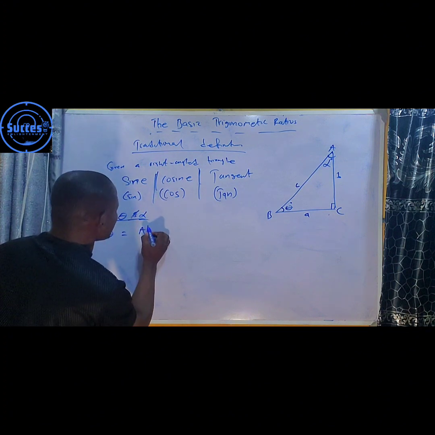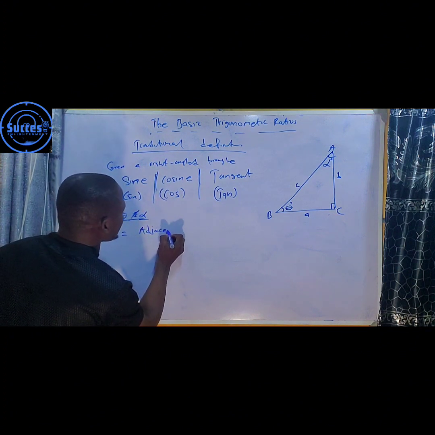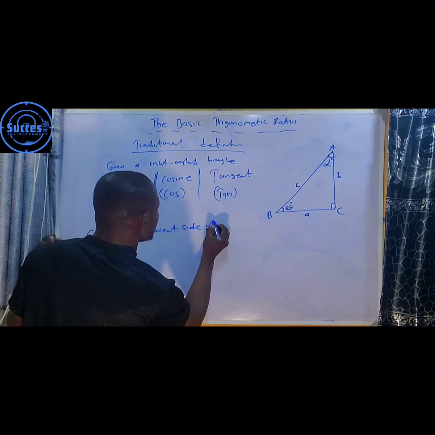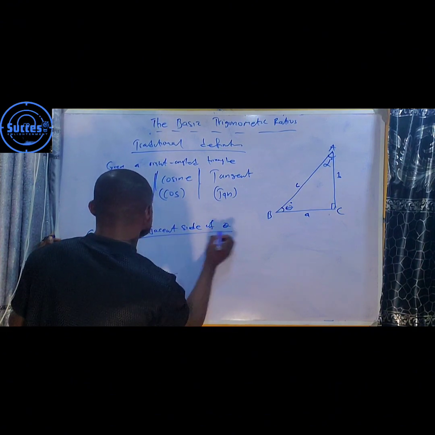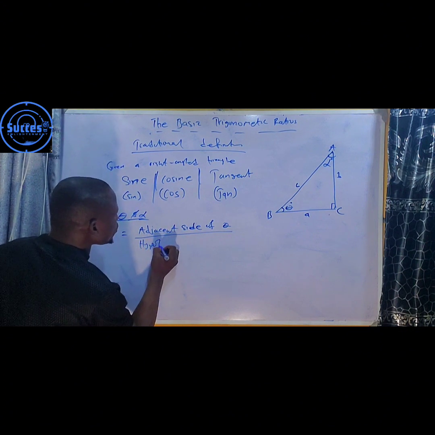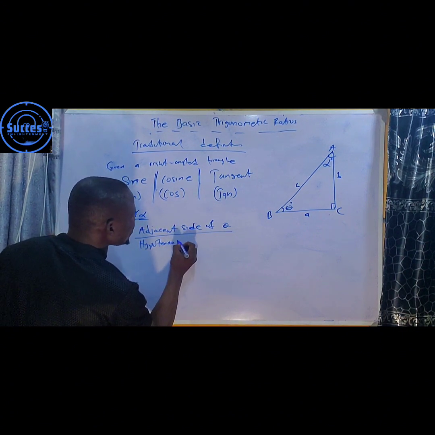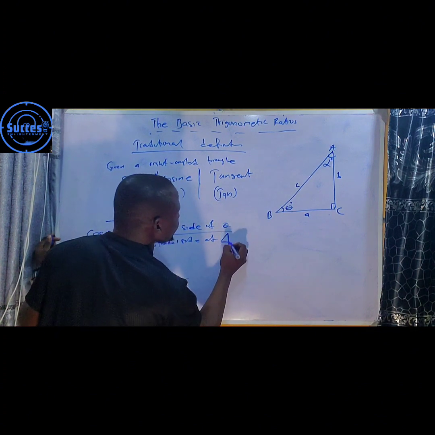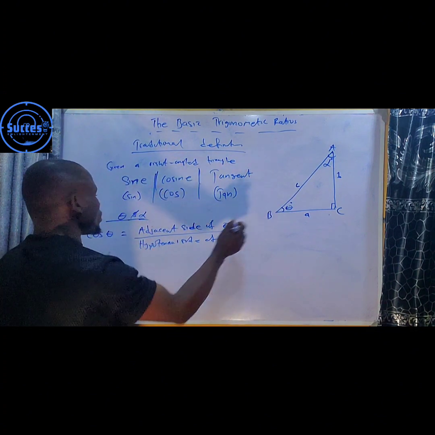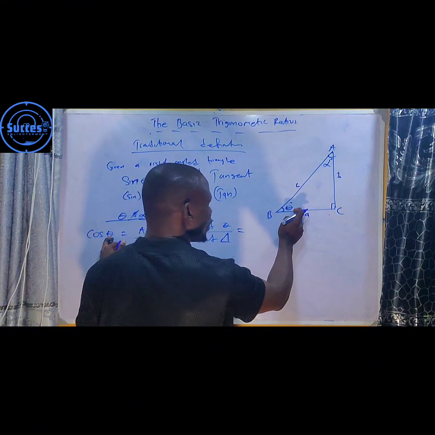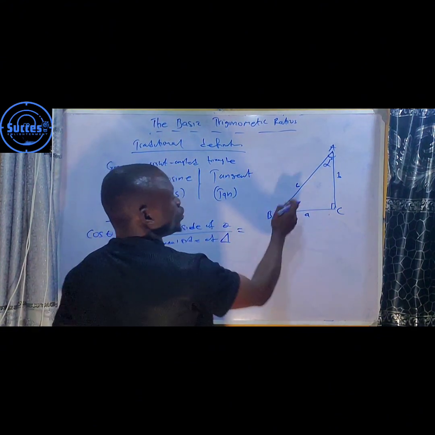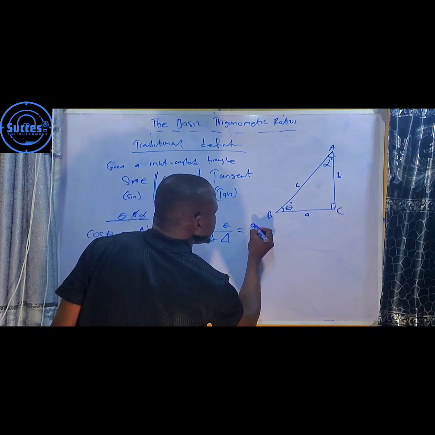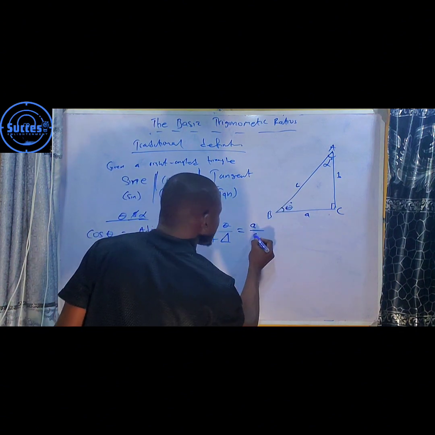divided by the hypotenuse side of the right angle triangle. Let's put it like this. This is theta. So the adjacent side of theta is what? You know this is the hypotenuse, this is the opposite. So this has to be the adjacent, which should now be a divided by c.